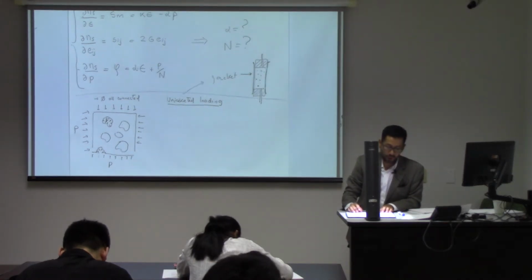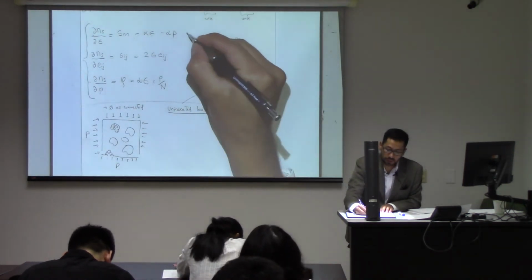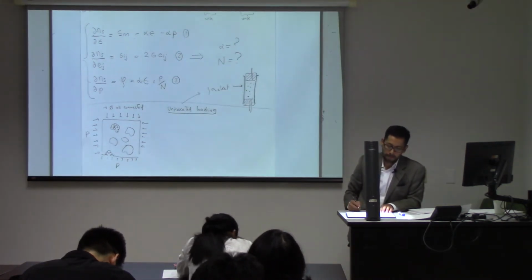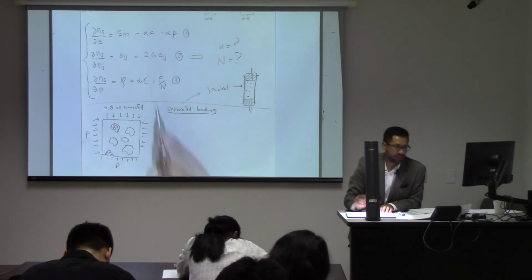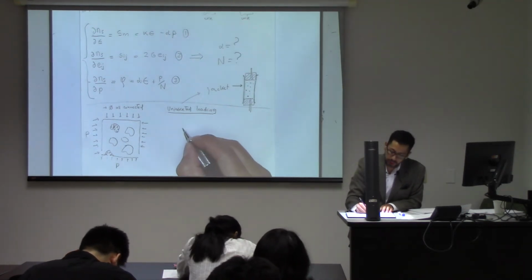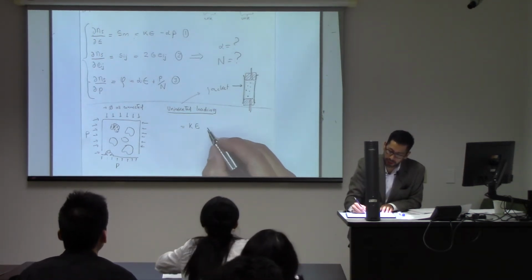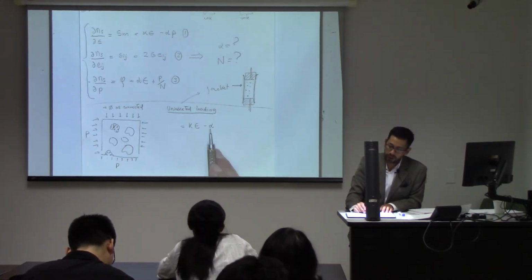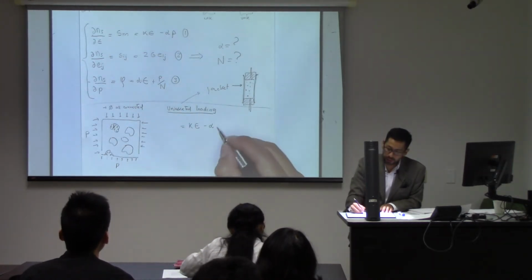Okay, so let me label these equations: equation 1, equation 2, and equation 3. Let's use equation number 1 first. Equation number 1 has the bulk modulus, the volumetric strain, and this term, which we're going to see later is called the Biot coefficient. And what is going to be the pressure? The pressure is just going to be P, right?